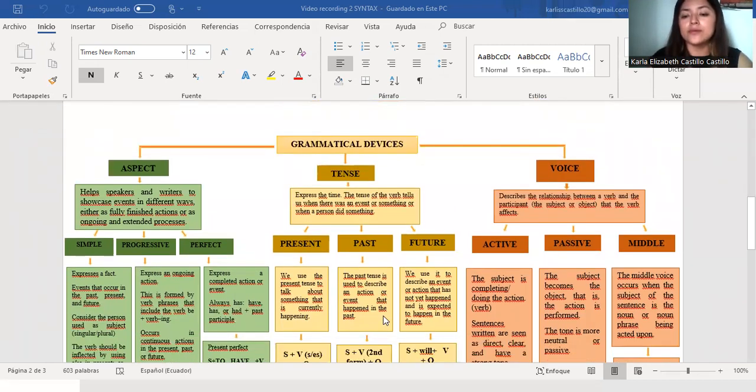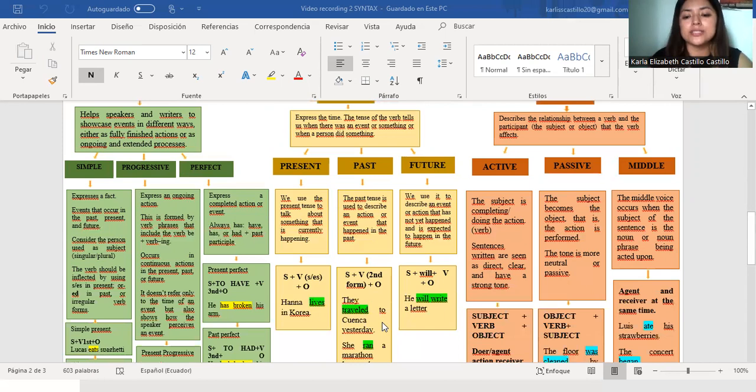Then we have the voice. The voice describes the relationship between a verb and the participant, the subject or object that the verb affects. Here we have three main categories: active, passive, and middle. In the active voice, the subject is completing the action or verb. Sentences are seen as direct, clear, and have a strong tone.